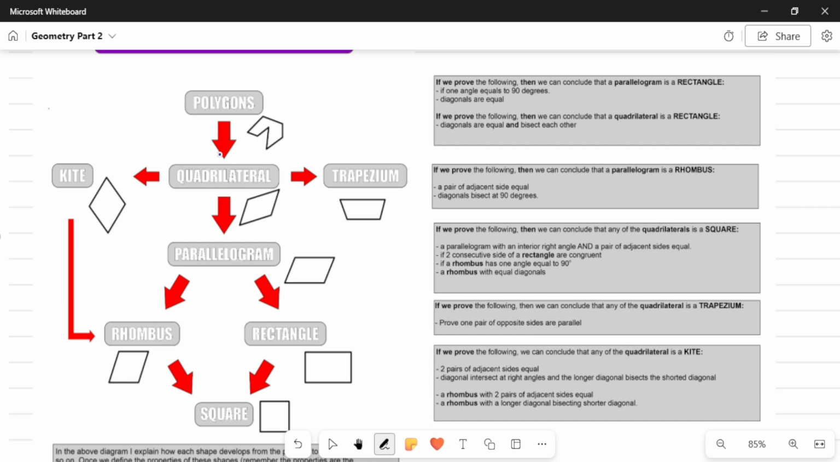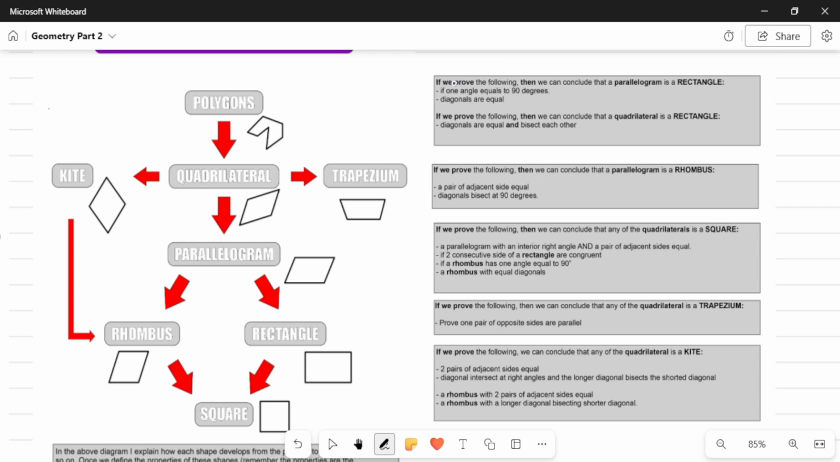In this diagram here, I've showed you how every shape develops from other shapes. So I showed you how the parallelogram develops from the quadrilateral. I showed you how the rectangle develops from the parallelogram, but the rectangle can also develop from the quadrilateral because if it goes from here to here, then it can go this way, right? I showed you how the rhombus can develop from the quadrilateral to the parallelogram to the rhombus. Now, why is this important? Because you will see exactly how I'm going to read it.